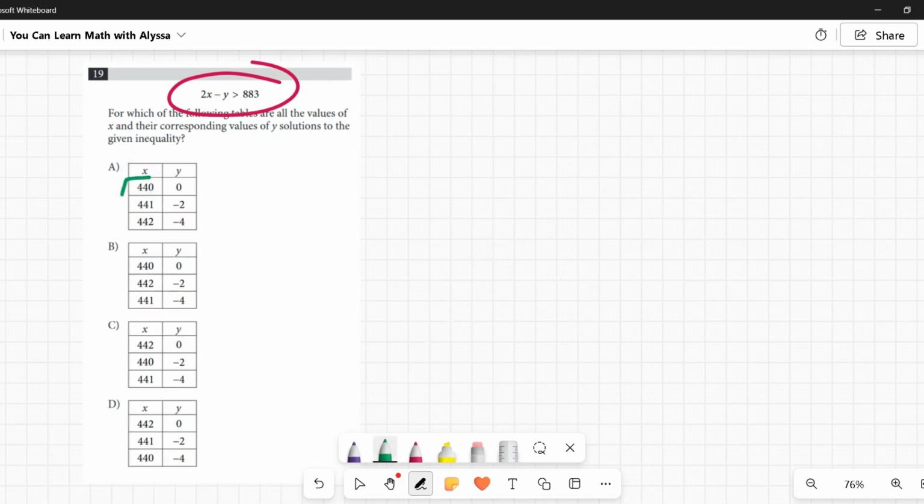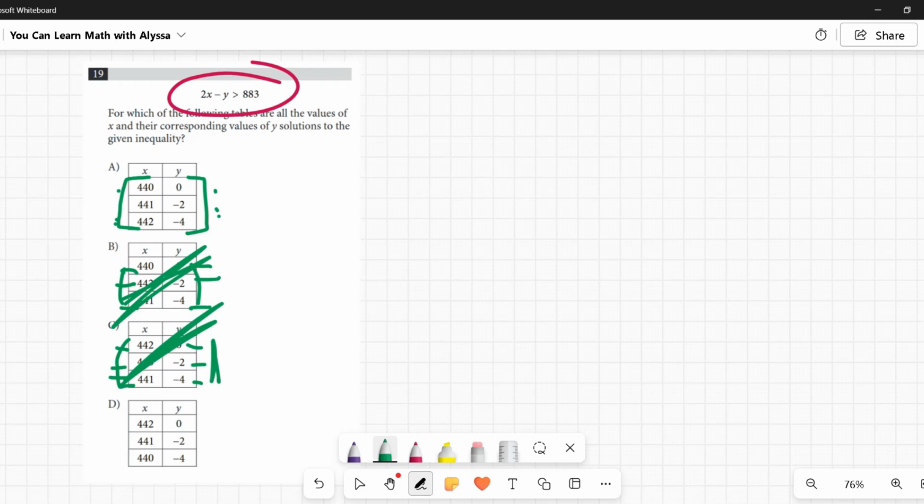Okay. Look at this. It's going 440, 441, 442. 0, negative 2, negative 4. Both of those are linear progressions. This is going up by 1. This one's going down by 2. What's happening here? 440, 441, 442 goes 0, negative 4, negative 2. That's not linear. Y is going up regularly, but x isn't. How about in C? 442, 440, 441. What? 0, negative 2, negative 4. This is going in a progression. This is going all over the place. So I would say this isn't linear.